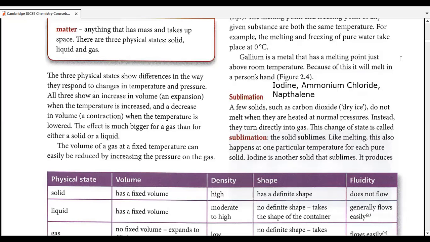A couple of pages after, we'll use the example of iodine. After about 10 pages, we'll use the example of ammonium chloride. And in chapter number 10, we'll use the example of naphthalene. So any questions regarding sublimation?